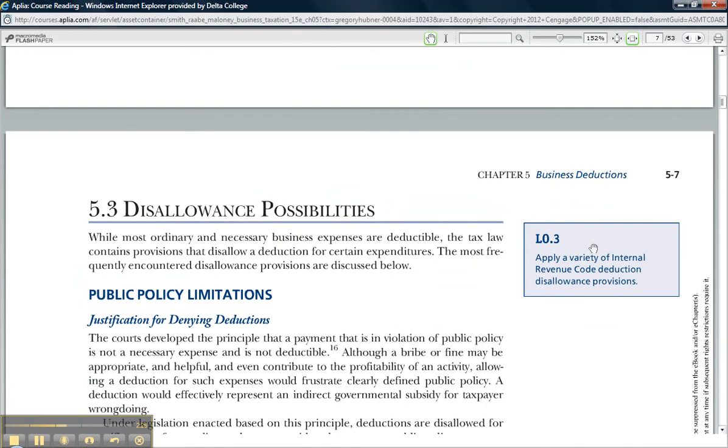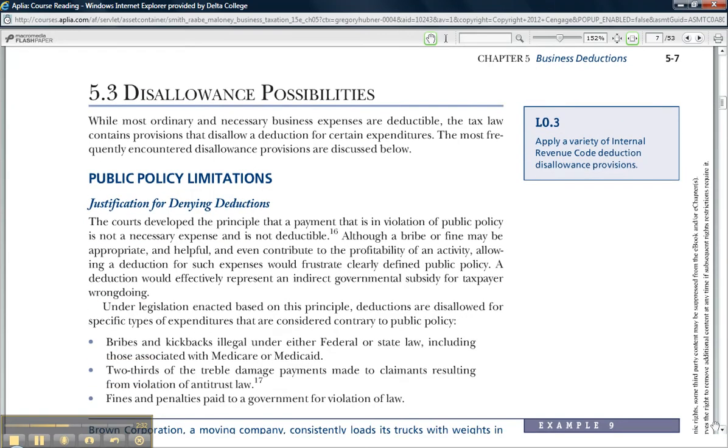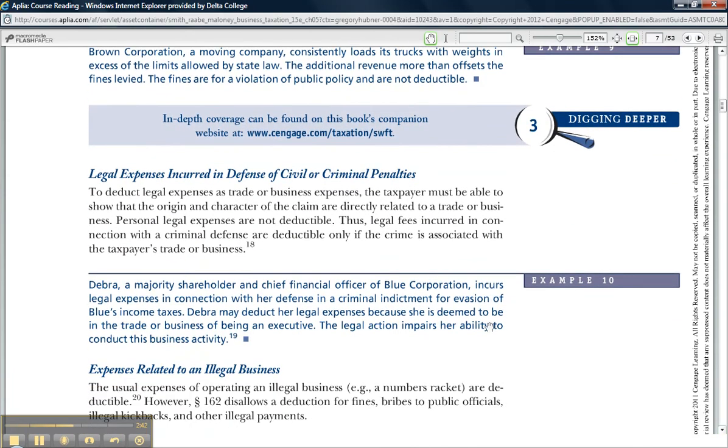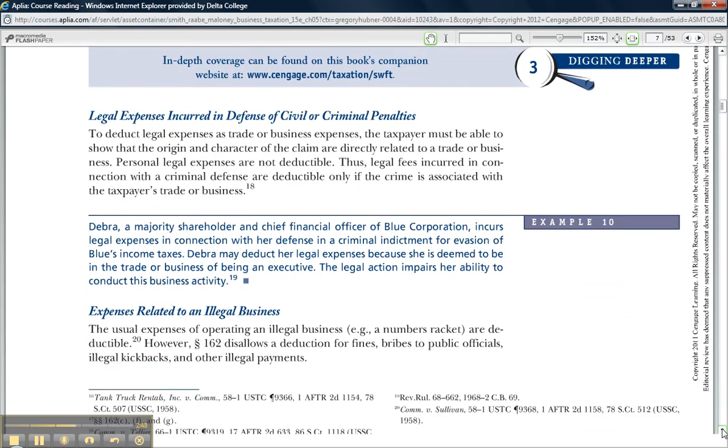Learning objective 3 gets at a bunch of specific types of costs that are simply not deductible. Public policy limitations. These are when you break the law and you have to pay money, fines, bribes, stuff like that. Those costs are not deductible. Legal expenses incurred defending yourself when you get in trouble for doing something wrong can be deductible if they relate to a business activity.